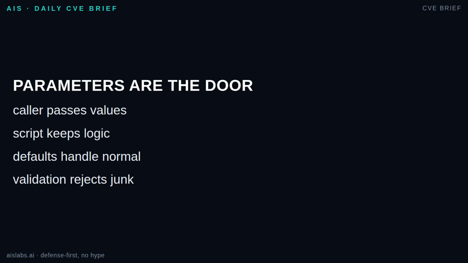Good parameters also defend the script. Mandatory parameters force the caller to provide required input. Typed parameters reject values that cannot be converted. ValidateSet limits choices to known good values. Defaults make the common path easy, so you are not typing the same safe value 50 times a week.